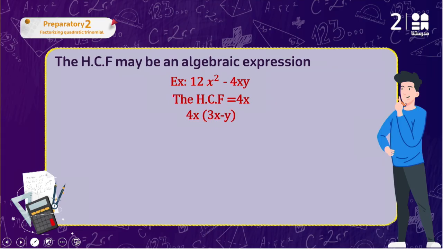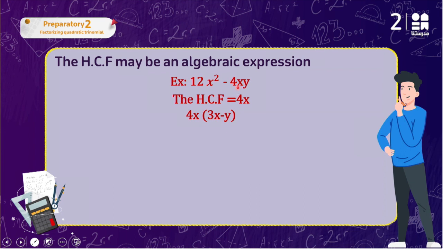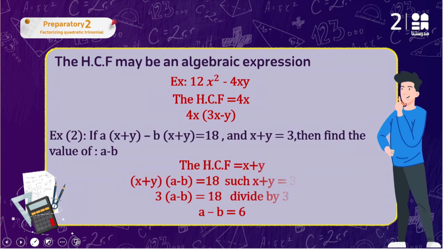As we see another example for the highest common factor, 12x squared minus 4xy, so the highest common factor is 4x, and the resulted expression will be 4x times 3x minus y. يبقى factorizing أنا بعمل simplification، ببسط شكل الإكسبريشن بتاعي، كان بالشكل ده وصل للشكل ده. Is it clear?